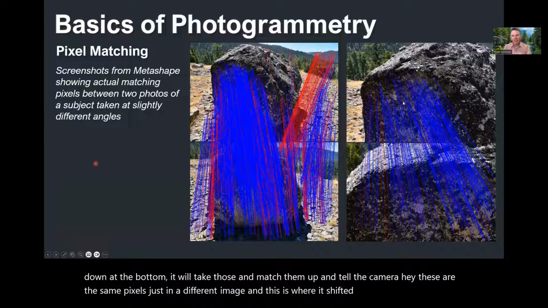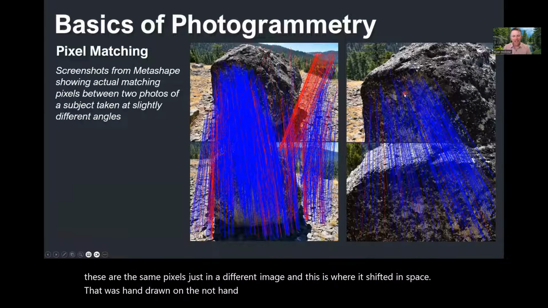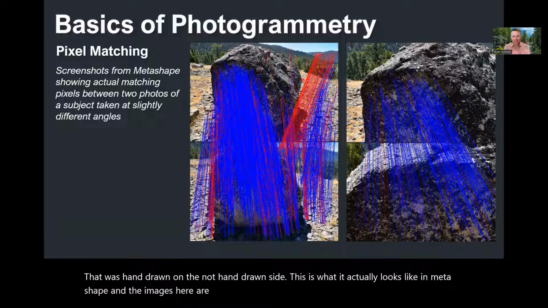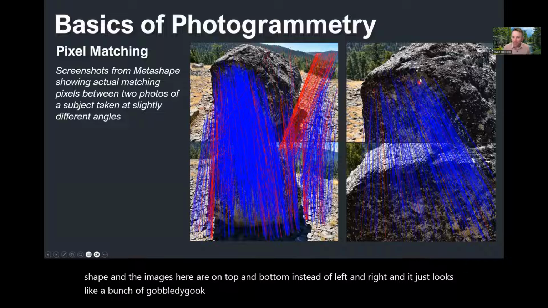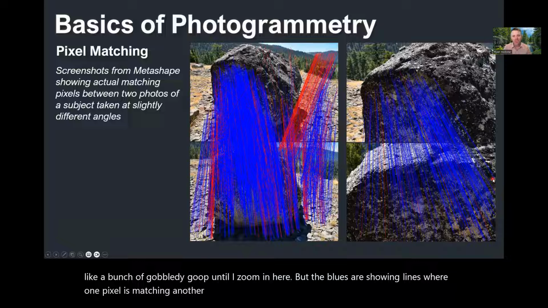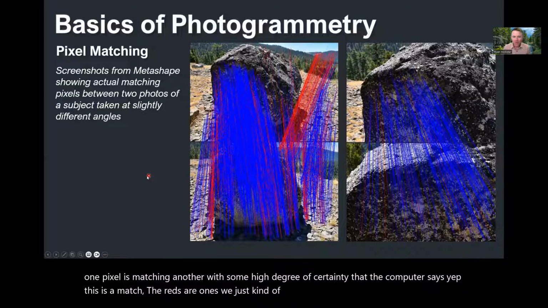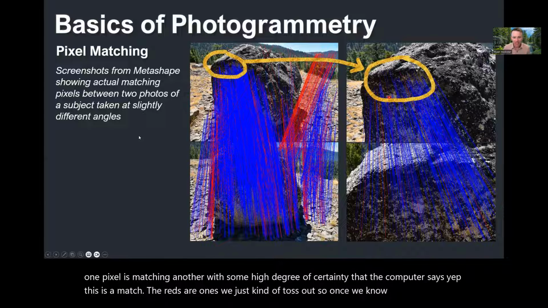That was hand-drawn. On the not hand-drawn side, this is what it actually looks like in Metashape, and the images here are on top and bottom instead of left and right, and it just looks like a bunch of gobbledygook until I zoom in here. The blues are showing lines where one pixel is matching another with some high degree of certainty that the computer says, yep, this is a match. The reds are ones we just kind of toss out. That's the zoomed-in version on the right-hand side.